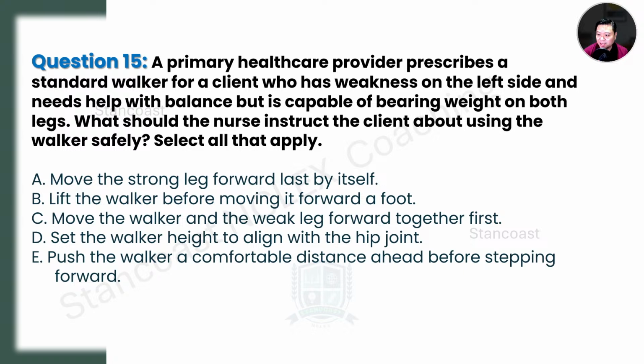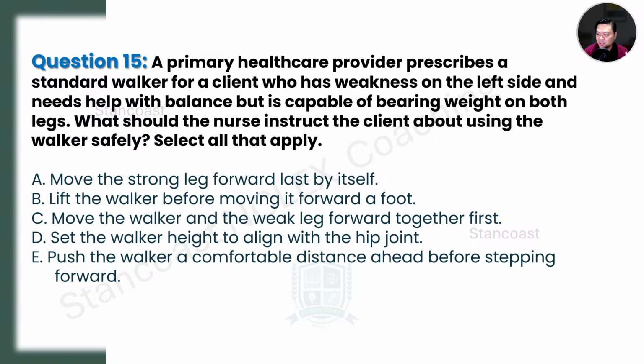Select all that apply. A, move the strong leg forward last by itself. B, lift the walker before moving it forward a foot. C, move the walker and the weak leg forward together first. And D, set the walker height to align with the hip joint. And E, push the walker a comfortable distance ahead before stepping forward.